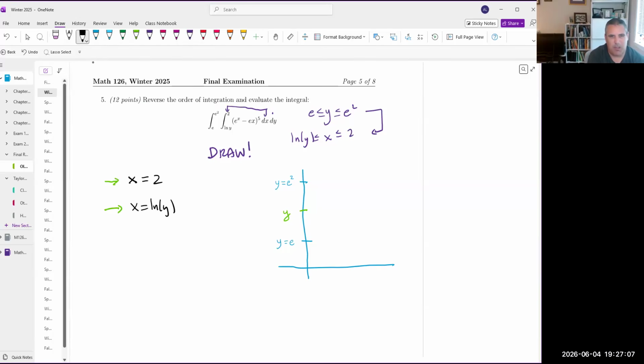And sometimes students tell me, well, I don't know what x equals log of y looks like. And to that, I would say, well, you're not forced to leave it in that form. In a moment, you're going to have to rearrange it. So how about you write it the other way? What is x equals log of y the same as? y equals something else. Yeah, e to the x.